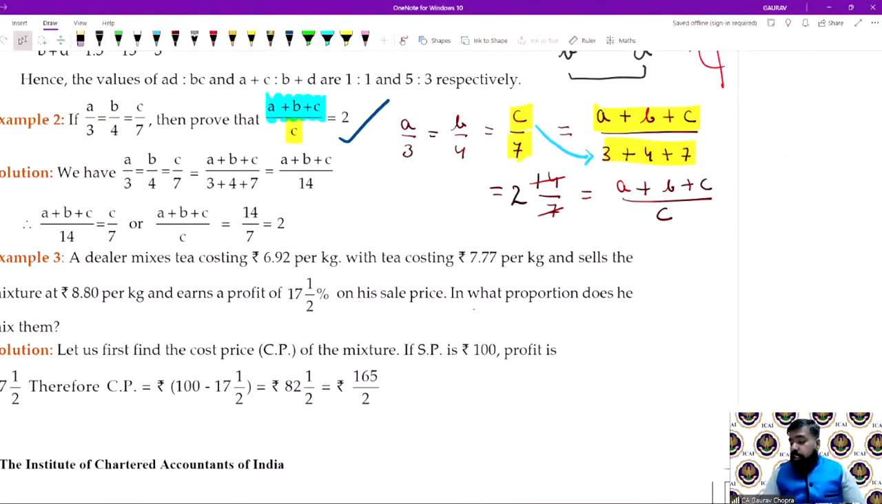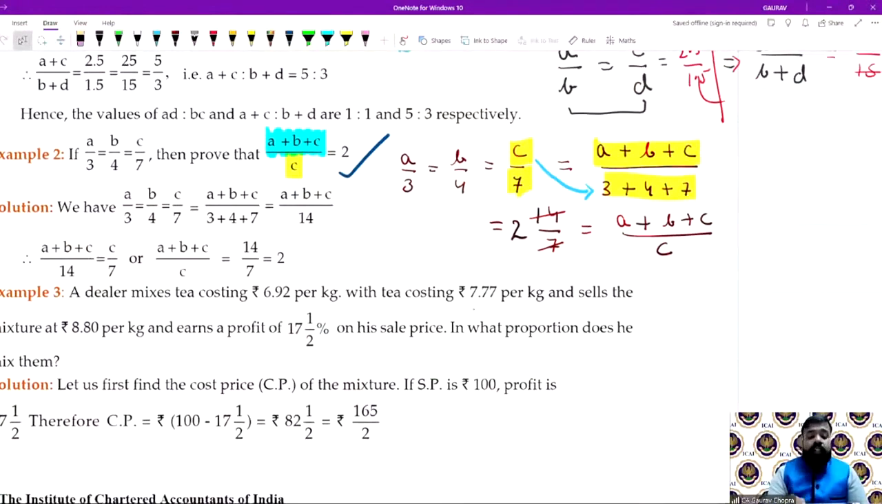Okay, Tanishka is asking, will we get proving questions in our paper? See, you don't have to prove in the exam, but yes, you have to find the result. Like the question can come in this manner: find the value of A plus B plus C upon C. And four options will be there, 1, 2, 3, and 4, and you have to tick the correct option. So in this manner, the same question can appear.